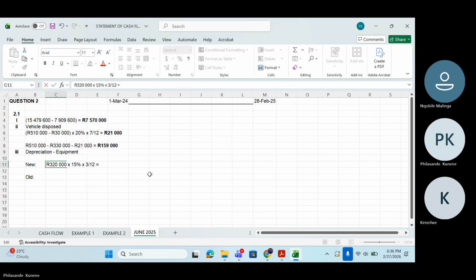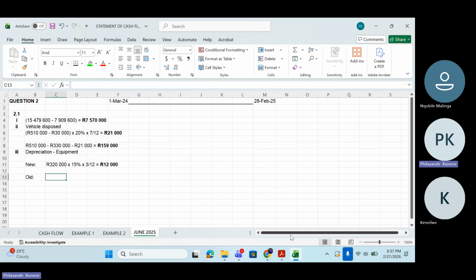12,000. We're getting how much? The 12,000 rands. Thank you on that. 12,000 rands. So that is the depreciation for the new vehicle.